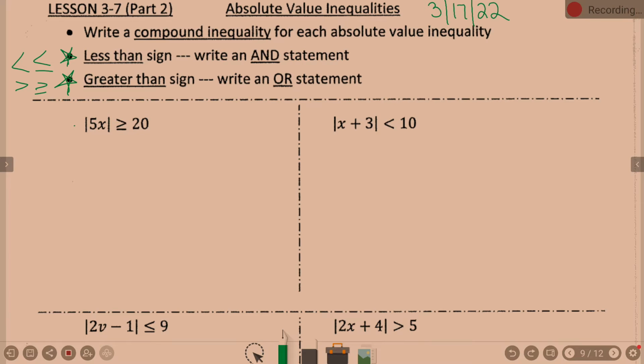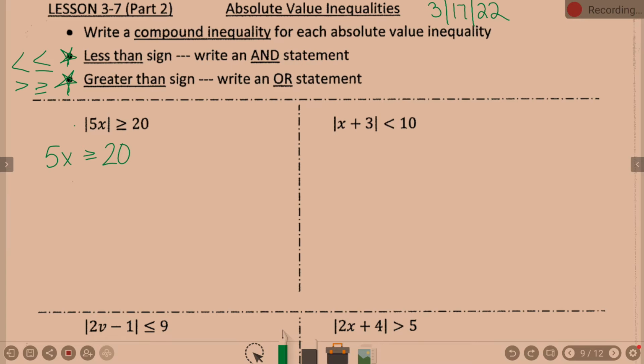Okay. Once it's isolated, we're going to write two inequalities. Like yesterday, the first one is the given. So the first one I'm going to write is 5x greater than or equal to 20. I just drop off the absolute value. Then we have to pick a word. We have to either use and or.